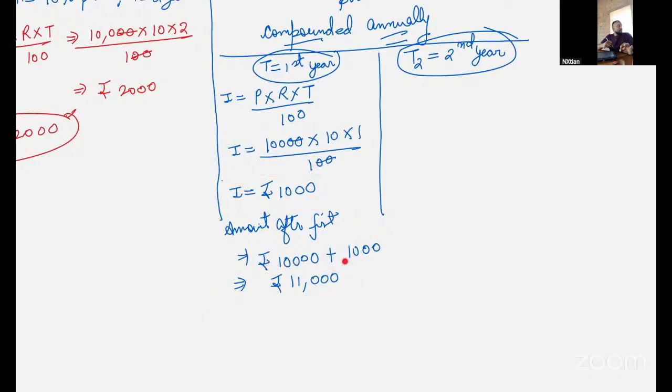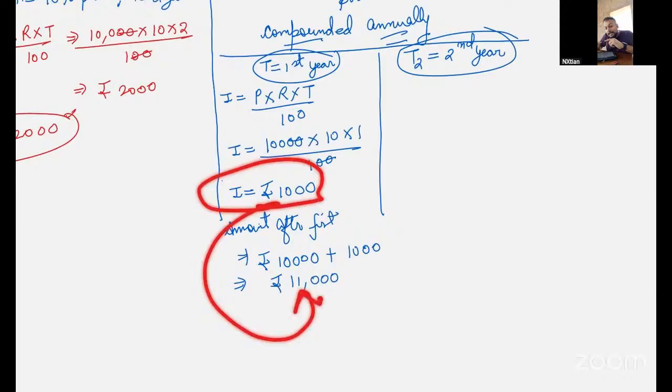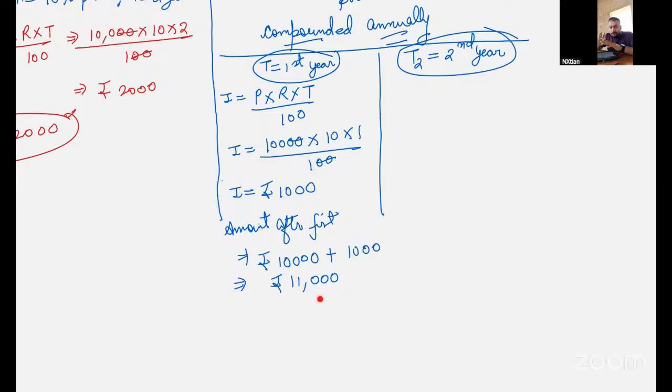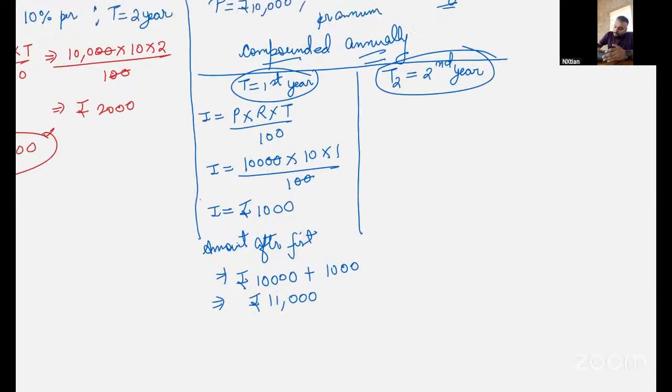So this is called interest over interest. We are calculating the interest, then adding it into the principal, and then again we are calculating the interest. That is compound interest. Compound interest is basically called interest over interest. So how will you calculate the total amount? Now, in the second year, what will be the principal? The principal will not be 10,000, but it will become 11,000.